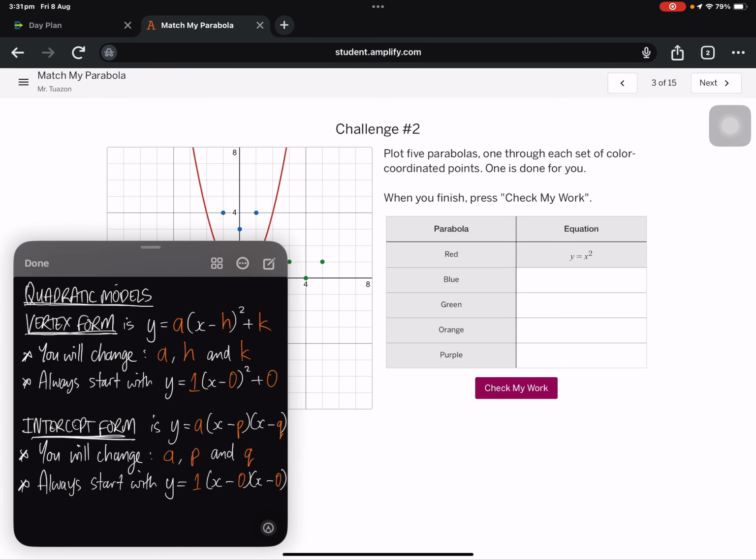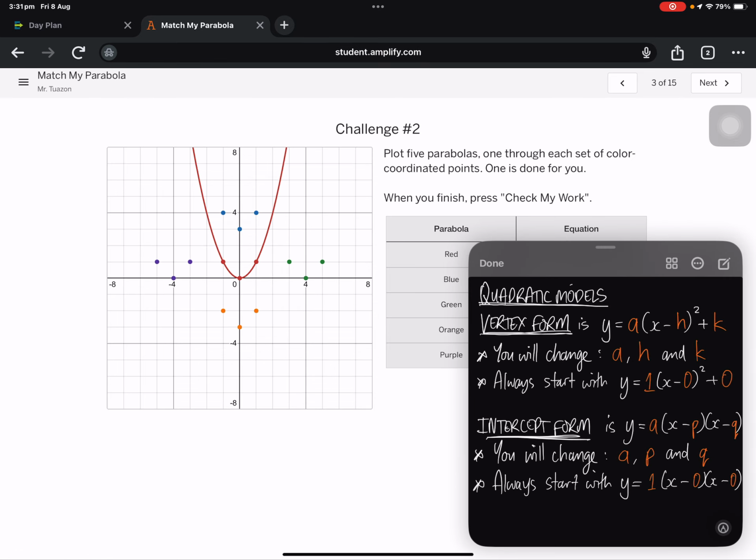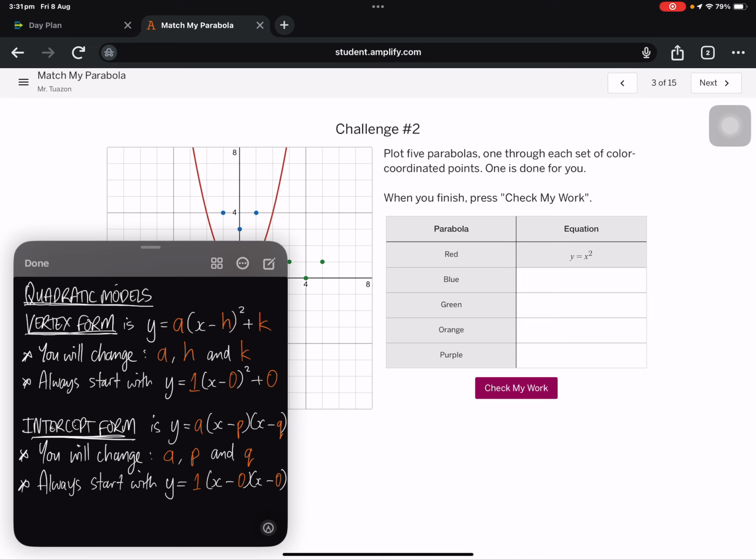So in this question here, challenge 2, it's asking you to plot parabolas that go through the different colored dots there, and this will be in vertex form. So when you're going to graph in vertex form, always start with it in this basic form where a is 1, h is 0, and k is 0. Always start from there, and all you're going to do is mess around with a, h, and k.